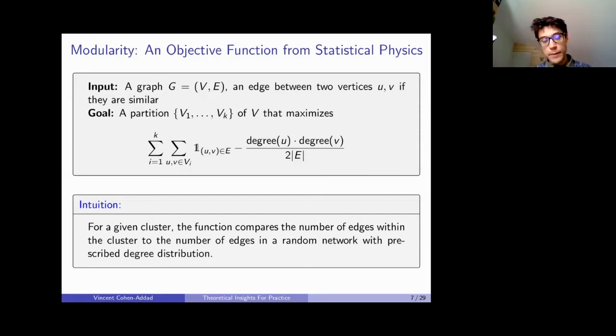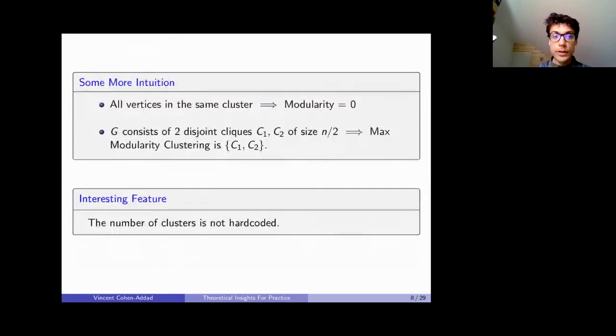So maybe it doesn't look that nice at first, but why is it a nice objective? First, it's normalized in the sense that if you put all the vertices in the same cluster, then your modularity is 0, and this is independent of the input graph you are working with. From there, you can try to get higher and higher modularity by putting some of the vertices together.